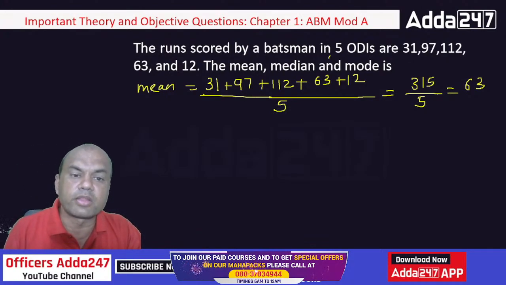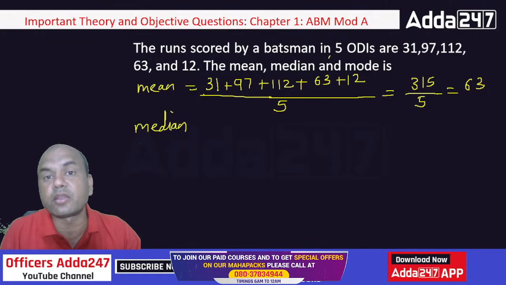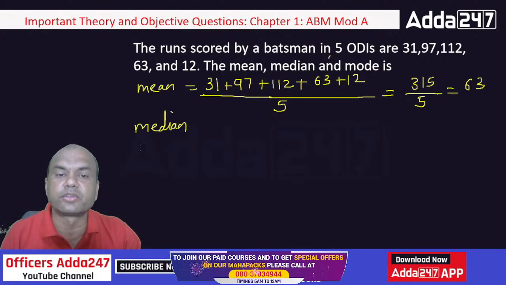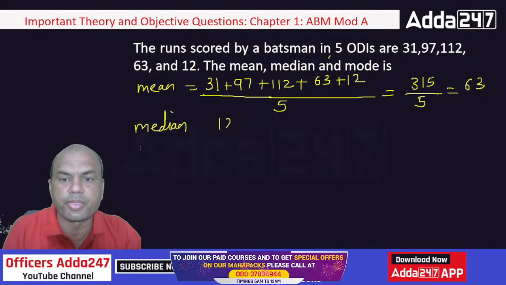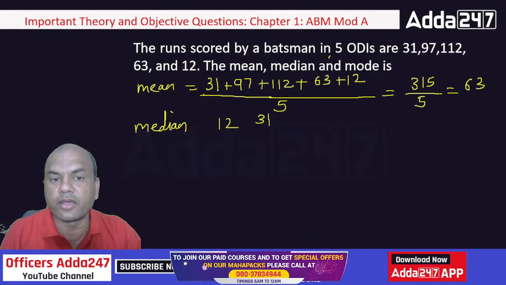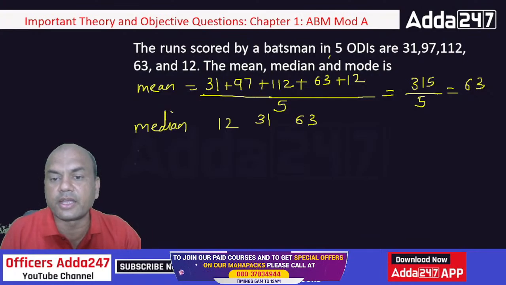Okay. What is my median? Median always means, remember, suppose I arrange these numbers in serial order. Serial means either ascending or descending. Which is the lowest number? We'll arrange it ascending. 12. Then which is the next number? 31. After 31 you have 63, right? After that, 97. After that, 112.